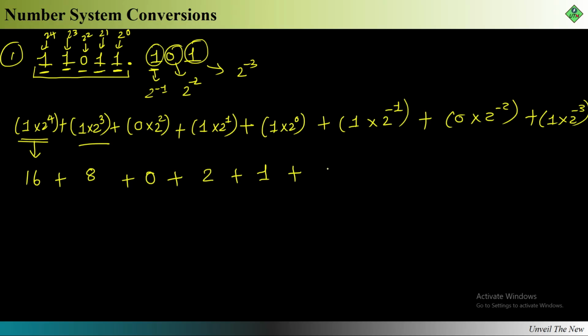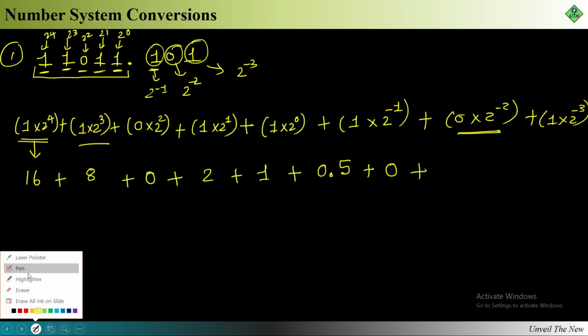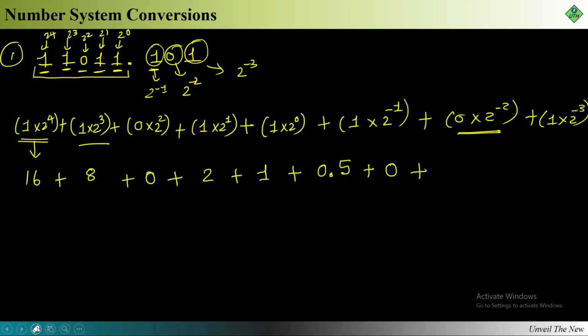2 raised to minus 1, that means 1 by 2, and 1 by 2 we all know is 0.5. So for 2 raised to minus 1 we will write 0.5. 0 into 2 raised to minus 2 will be 0, and finally we have 2 raised to minus 3. So 2 raised to minus 3 is what? 1 by 2 raised to 3, which means 1 by 8, and 1 by 8 means 0.125.